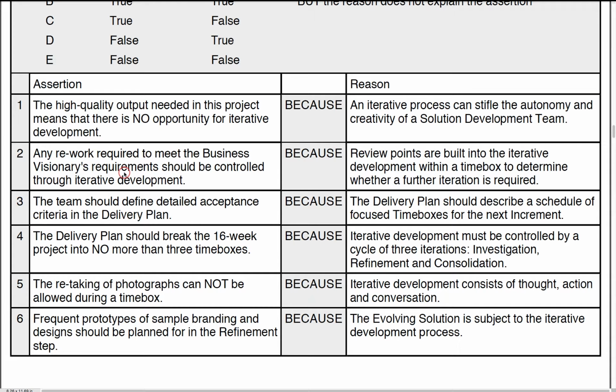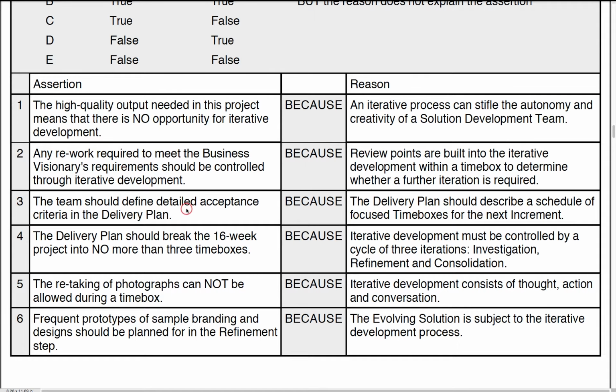Number 2, any rework required to meet the business vision's requirements should be controlled through iterative development. Well, of course, this is how we do it. We evolve the solution with the business ambassador participating in that as we go through the cycle, and then at the end of the completion of the time box, before the end of refinement, we get the business visionary involved, looking at the overall requirements to complete. And any rework that might come out of that through consolidation, we can do it at that particular point. So that's true.